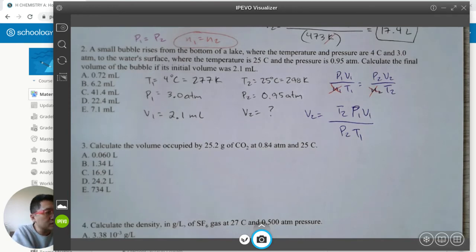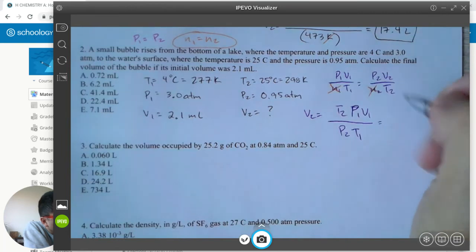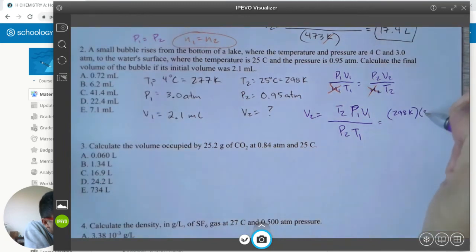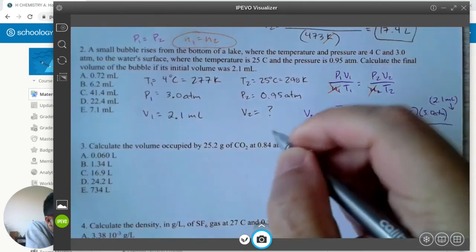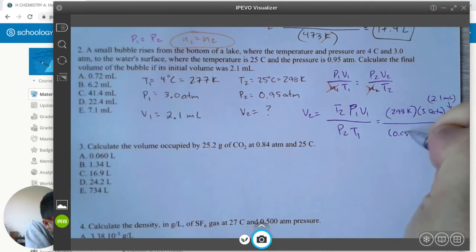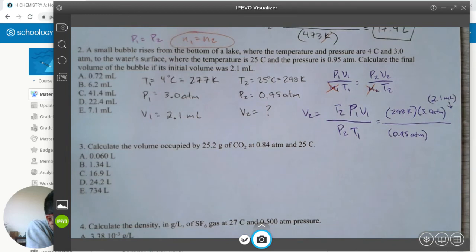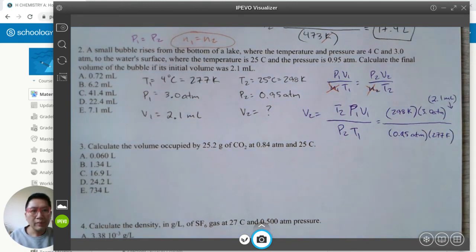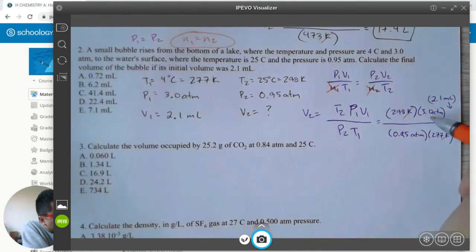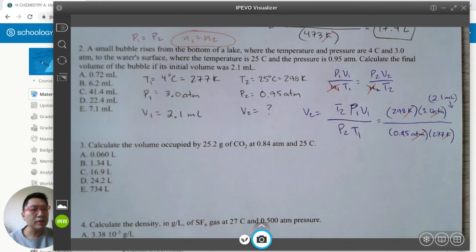Let's see if I can fit that on this piece of paper. So T2 is 298 kelvins. P1 is 3 atmospheres. I'll try to squeeze this in. V1 is 2.1 milliliters. All over P2, which is 0.95 atmospheres, and T1, which is 277 kelvins. So notice some of the units cancel out, like kelvins and kelvins, atmospheres and atmospheres. The only unit that does not cancel out in this problem is milliliters.